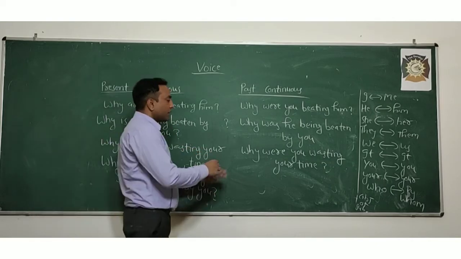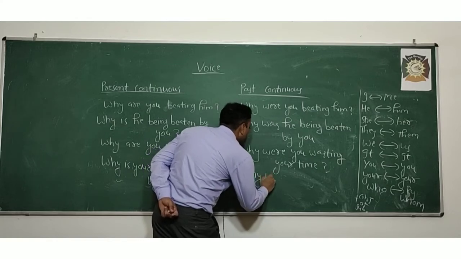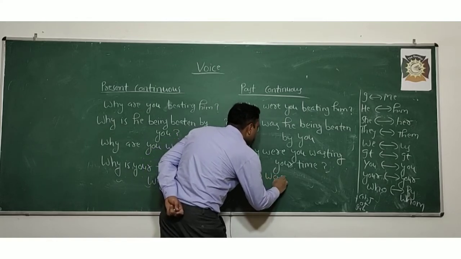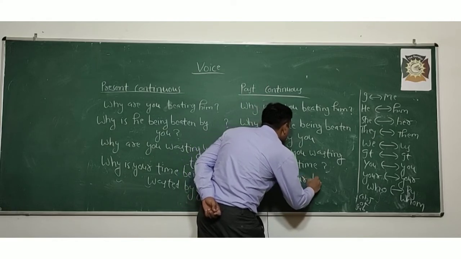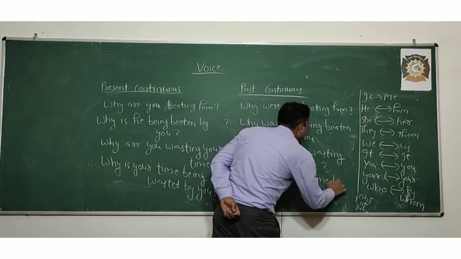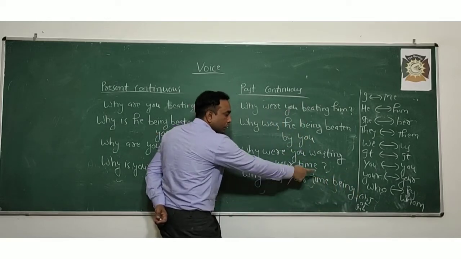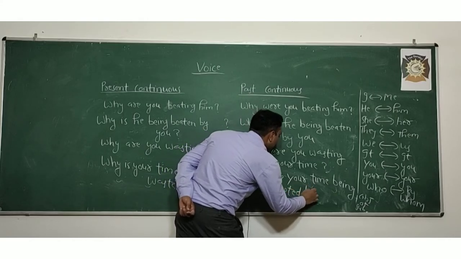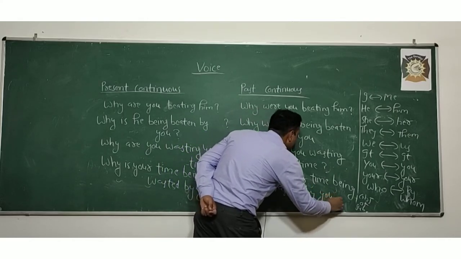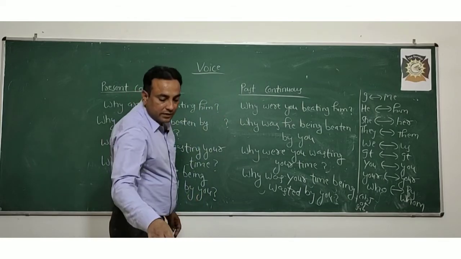Same is the case here. Why will remain as it is. Was, because your time is singular: why was your time? After that we will add being. Why was your time being wasted by you? And after that, question mark. Without the question mark your sentence is incorrect.